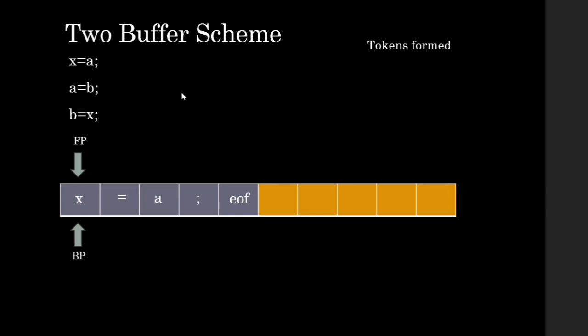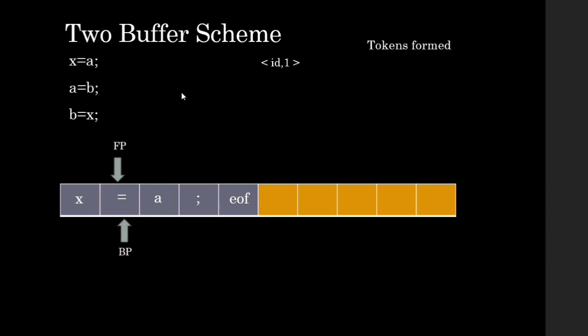Now what happens is the forward pointer and lexeme beginning pointer will be moved. Now forward pointer will be moving one step ahead, now equal to. So equal to is a different lexeme. So x is the first lexeme. Now for x a token, ID1, will be created. Now beginning pointer will be moving to the next lexeme.